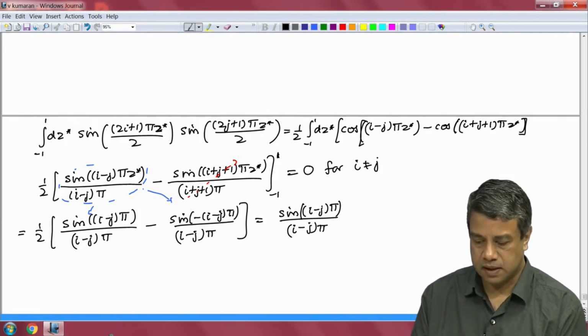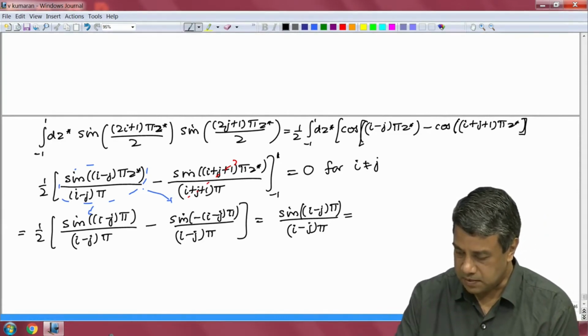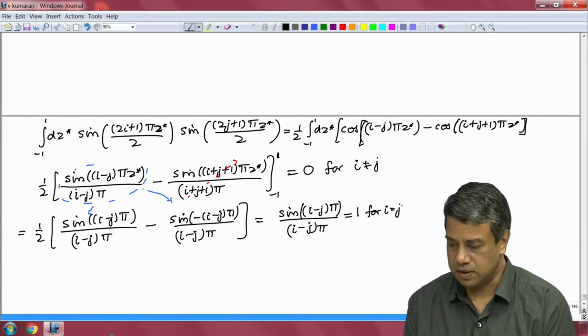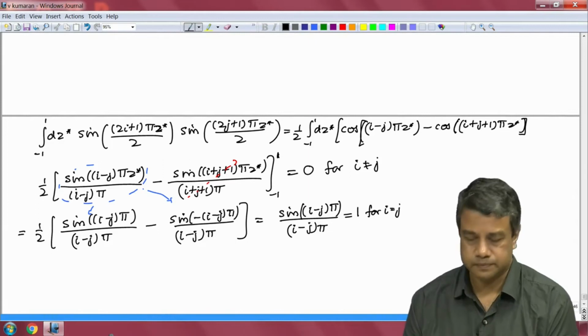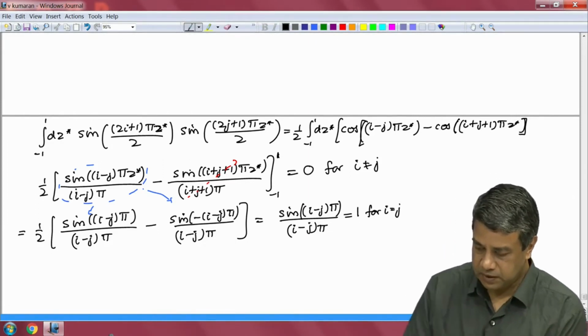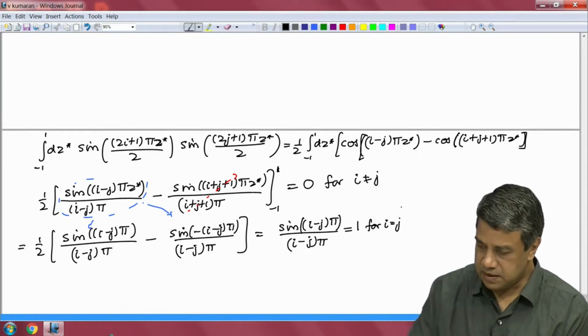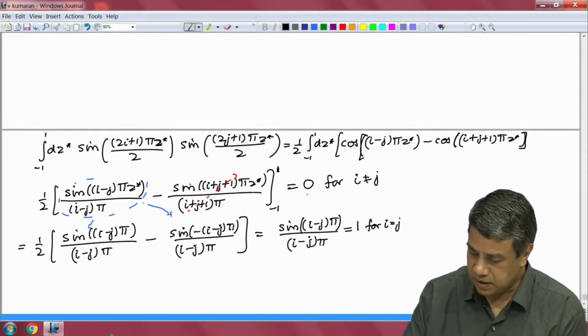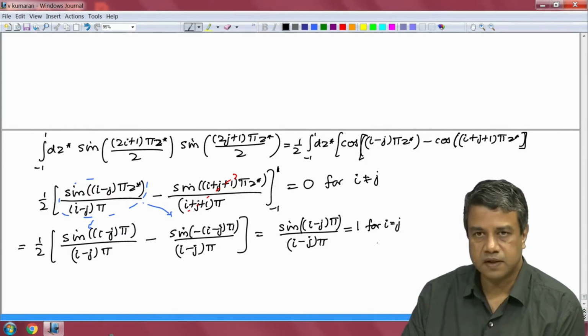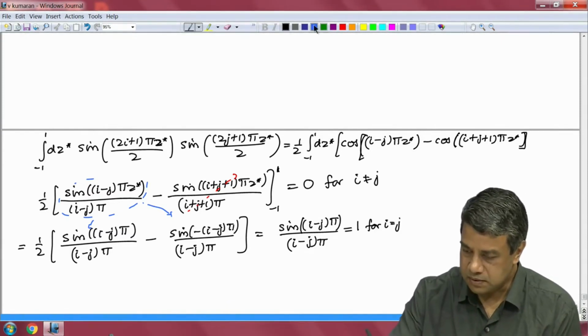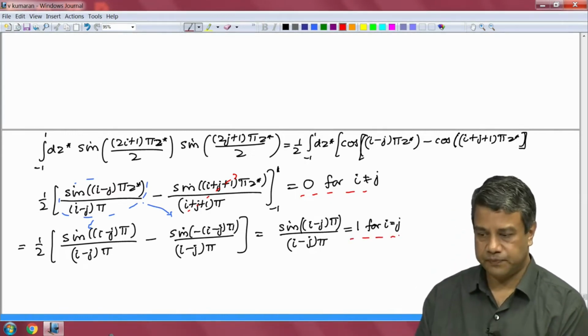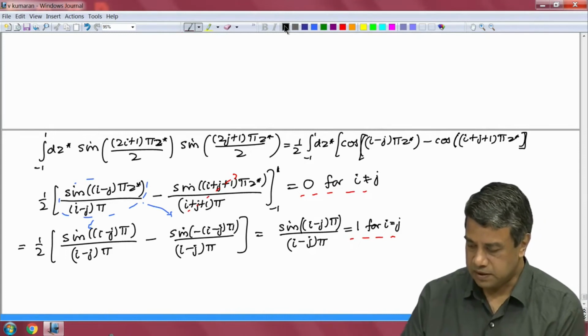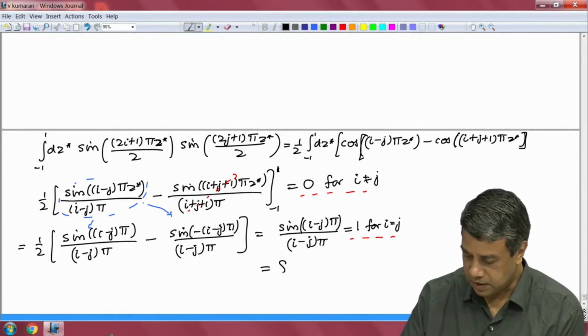Okay, you are adding up two equal terms, and therefore, the half factor cancels out, and this just becomes equal to 1 for i is equal to j. Okay. Just doing the integration, you get this is equal to 1 for i is equal to j. So, which means that this is equal to 0 for i is not equal to j, and it is equal to 1 for i is equal to j. Okay. Therefore, this product is just equal to delta ij.